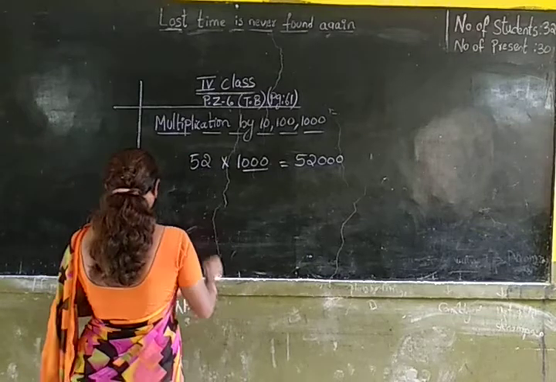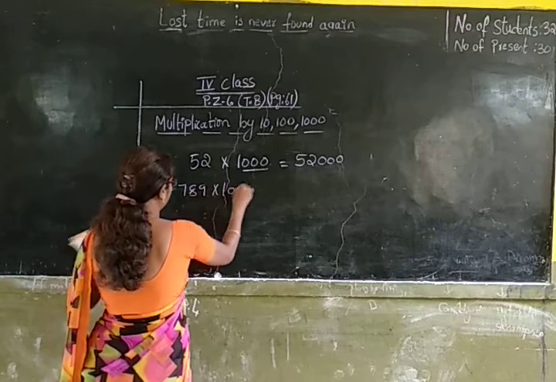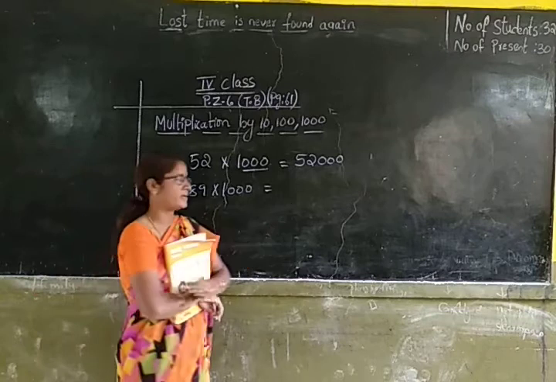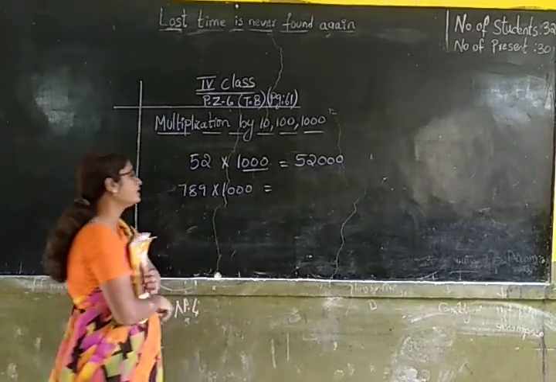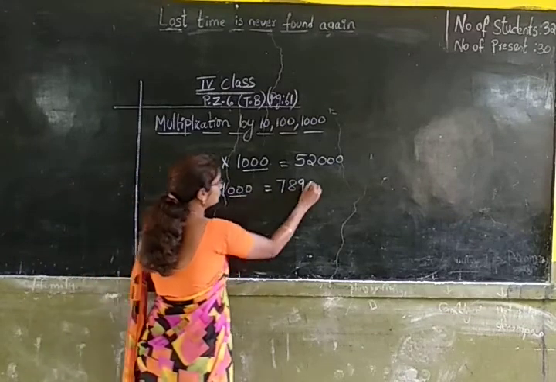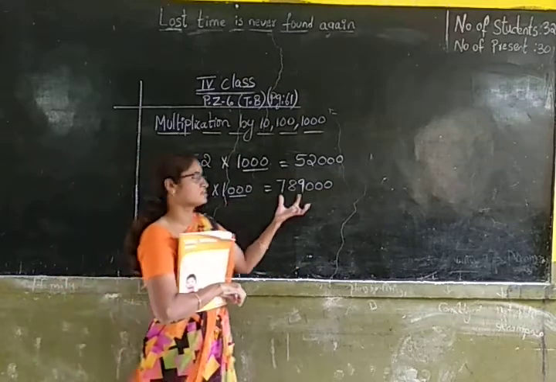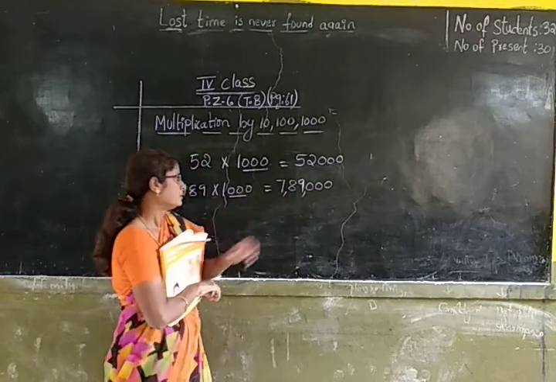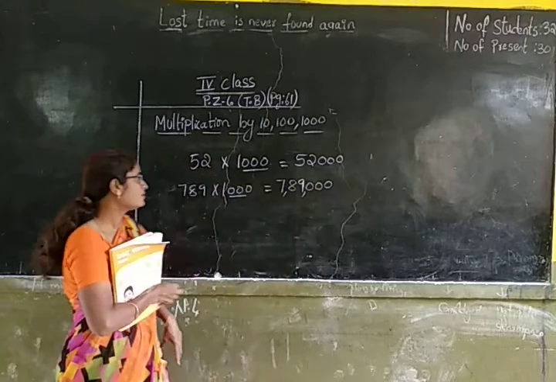Let us take one more example. 789 into 1000. Here we can get the product by placing 3 zeros to the right side of the multiplicand. Here the multiplicand is 789 and you have to place 3 zeros to its right side, because 1000 is having 3 zeros. So you get the answer as 7,89,000. Did you understand children?